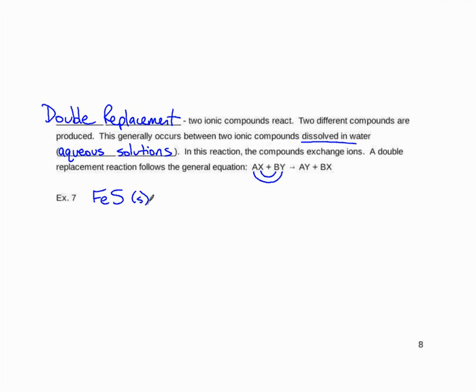So we have this solid ionic compound, and we are going to add it to this aqueous HCl. And when we add the solid to this aqueous solution, they're both going to be in the solution at that point. So we need to first off predict the products that we're going to have.